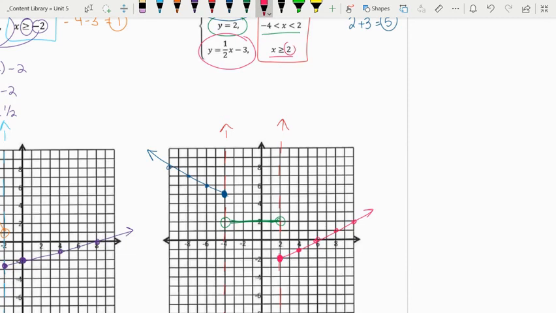You can also take the 2 and plug it in. We'd get 1/2 times 2 minus 3, which is 1 minus 3, which is -2. Again, that's exactly where we started out anyway. So either one works totally fine.